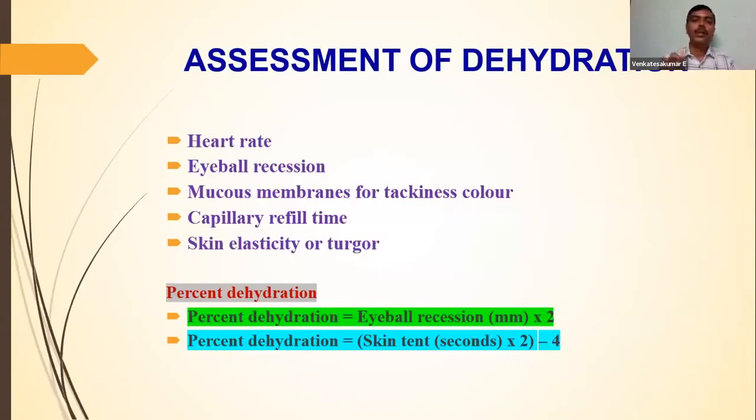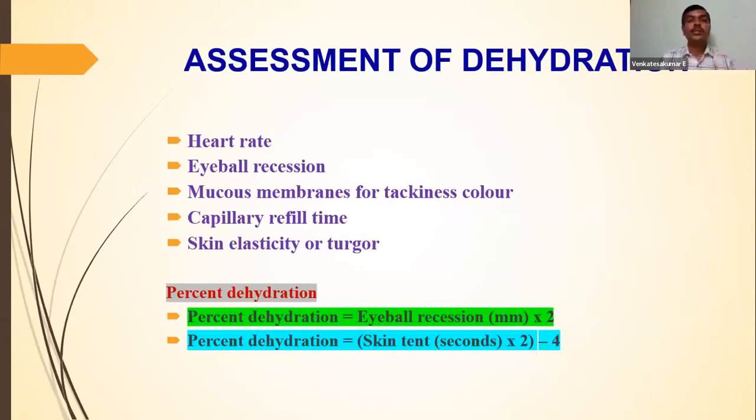Then during dehydration, there will be a congested mucous membrane because of hemoconcentration, and also somewhat dry tackiness in the mouth. That is what you have to note in dehydrated animals. Then capillary refill time. It is commonly practiced in small animal practice, but we can also practice it in larger animals. You have to select the gums area.